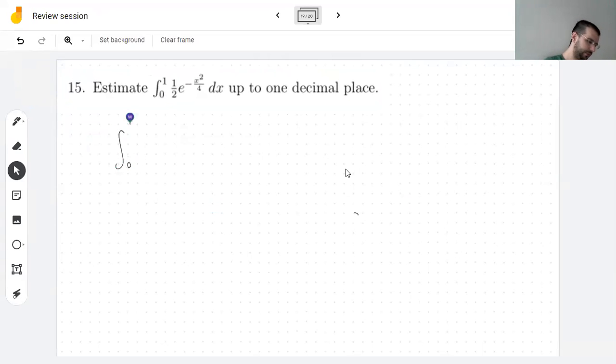The integral from 0 to 1 of 1/2 e to the negative x squared divided by 4. Oh wait, you're not going to be able to do this integral because nobody is. So what I want you to do here is try to do a Riemann sum.